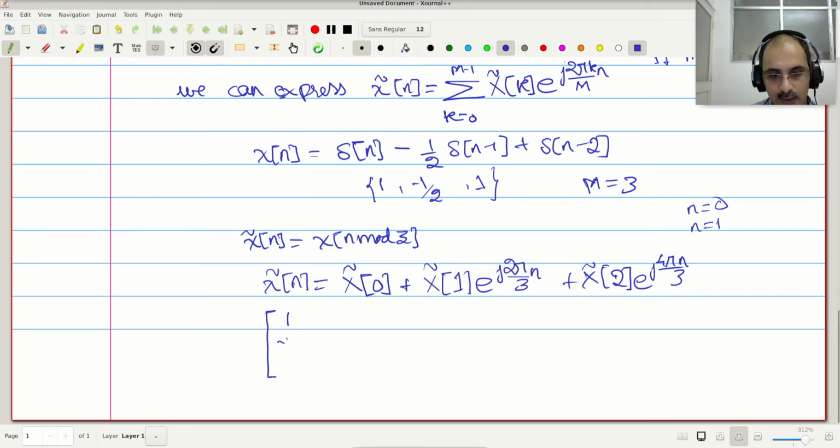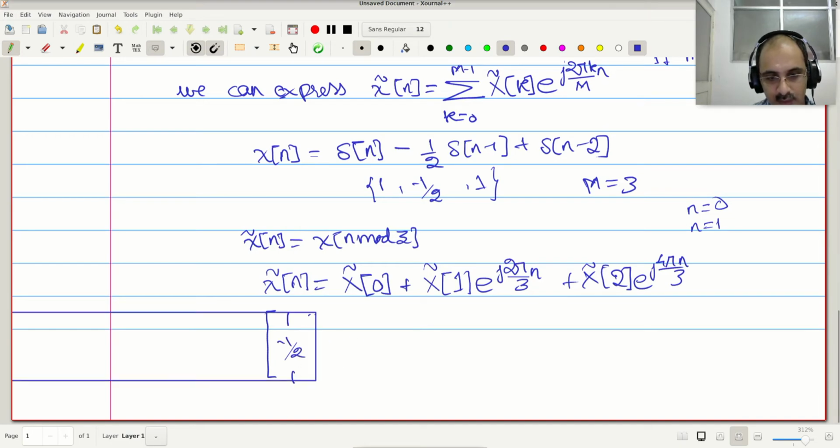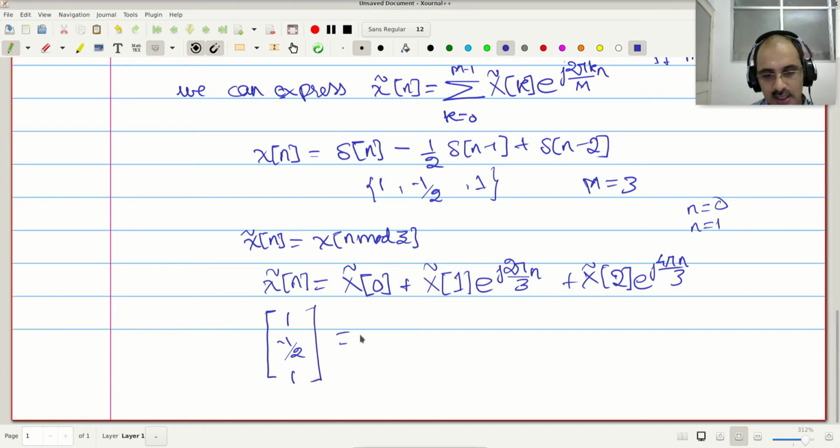1 minus half 1. Okay, I'm sorry about that. I don't know why that happened. Yes. Is equal to, notice how I'm writing it. So this is actually useful. Whenever you have equations like this, it's useful to project them in the form of matrices.